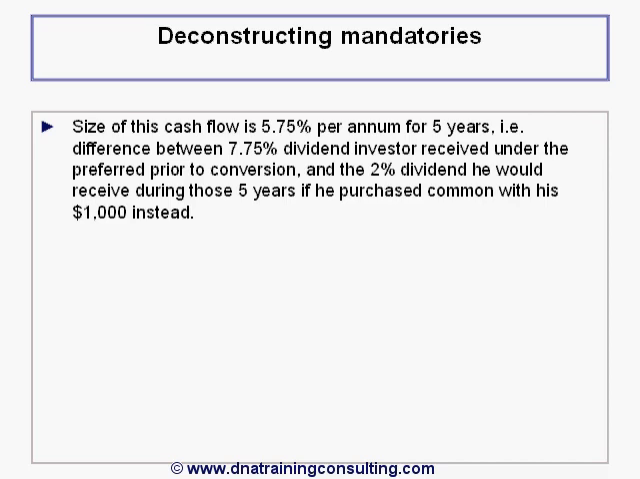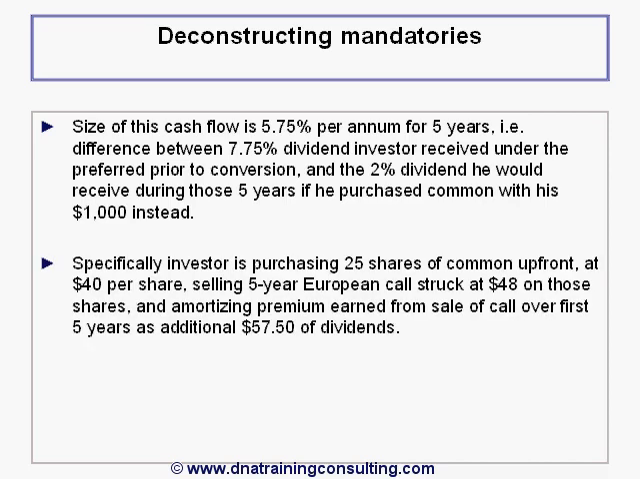Put yet another way, the investor is purchasing 25 shares of common stock on day one when the price is $40 per share, then selling a 5-year European call struck at $48 on those 25 shares, and finally having the premium earned from the sale of this call amortized over the first 5 years in the form of an additional dividend of $57.50.